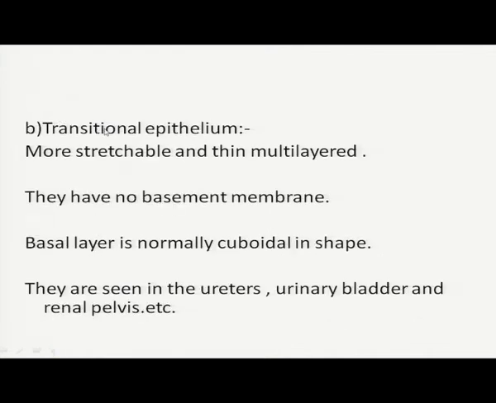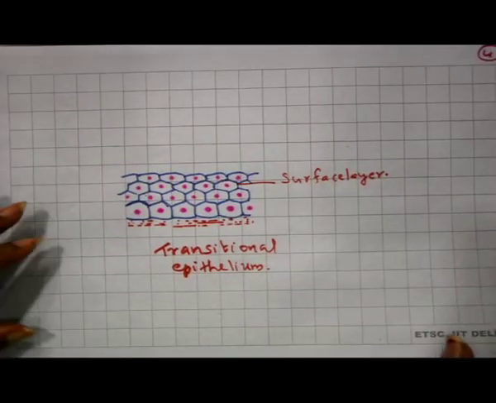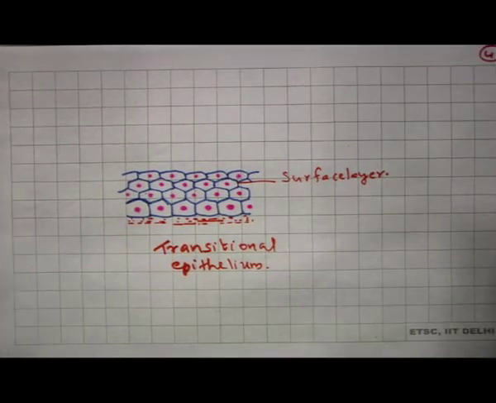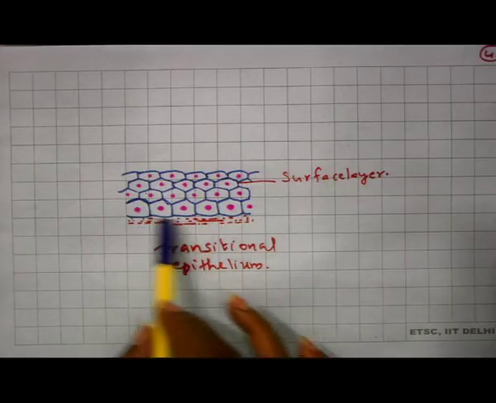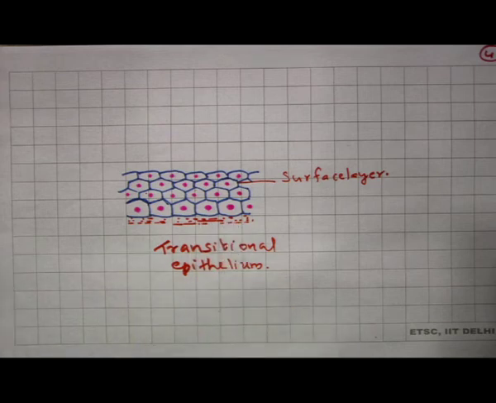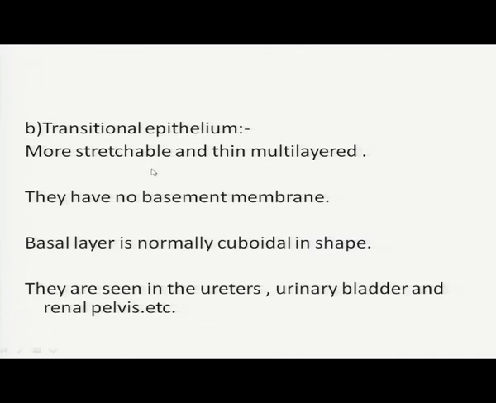The second category is known as transitional epithelium. Here again you can see the diagram of a transitional epithelium. Many layers are present, multi-layered. The basal layer, or the lower layer of cells, is seen just above the basement membrane. They are more stretchable. This is the most important point coming here. They are more stretchable. As I have already told you, they are multi-layered and at the same time they are thin.